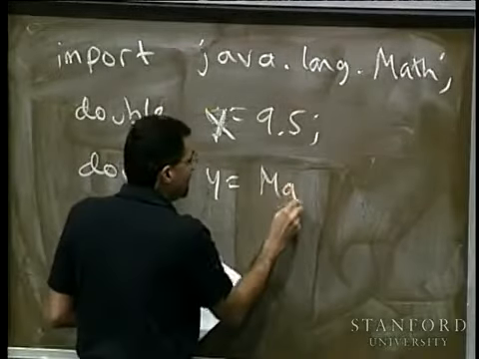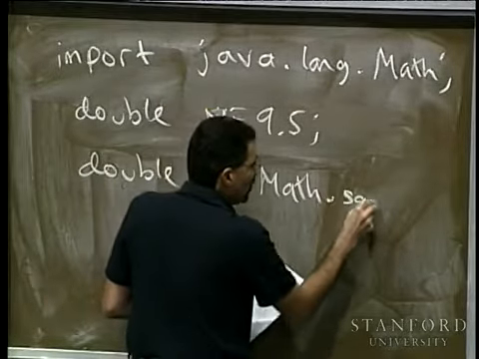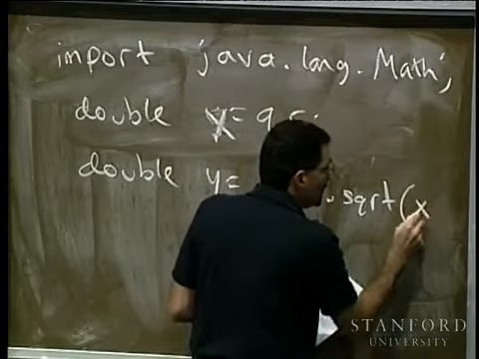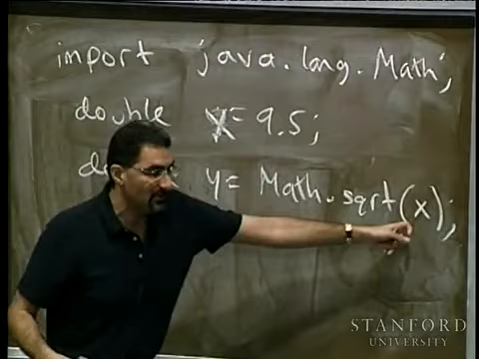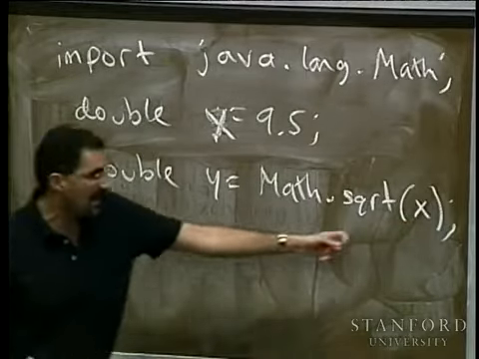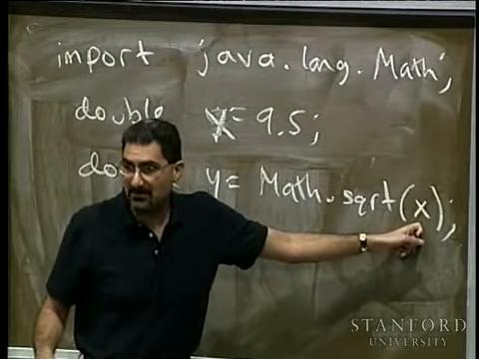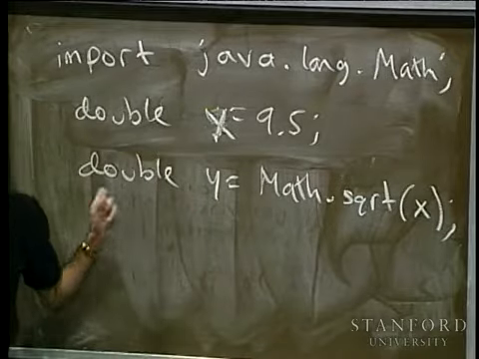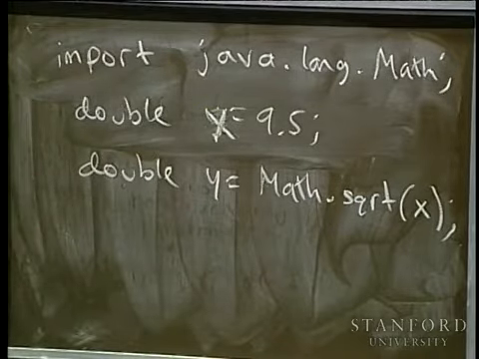I would say Math.sqrt, which is the name of the method for square root, and then I give it the value, or I give it a variable whose value I want to compute the square root of. So this guy takes in something of type double, computes the square root, and gives you back that value that you can now just assign to some other double, for example.